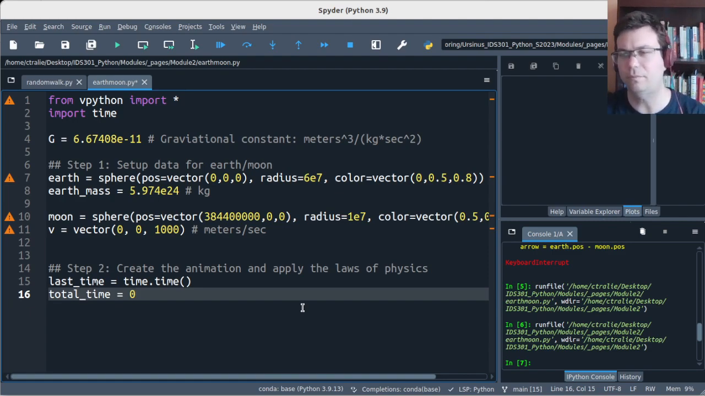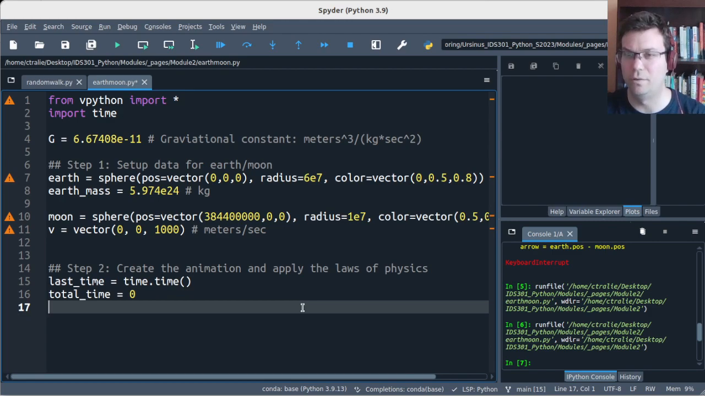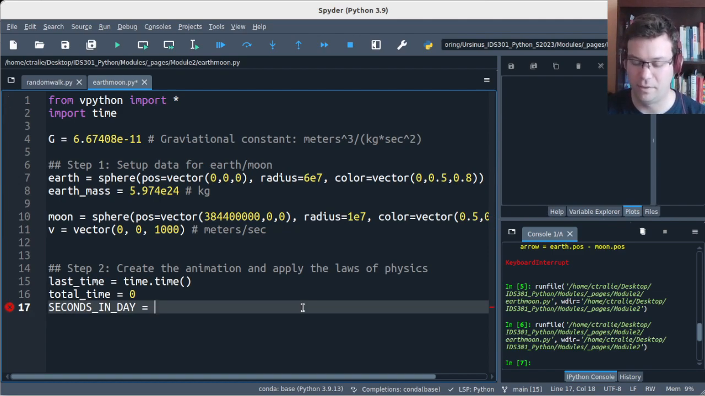There's actually one more thing I want to do. If I were to do this simulation real time using all these constants, we would be waiting a month for the moon to go around the Earth once. So let's not do that. Instead, what I'll do is I'll speed it up a little bit. So let me define a variable called seconds a day, and I'll say, okay, let's say there's 24 hours in a day, 60 minutes for every hour, and then 60 seconds for every minute. So that's how many seconds there are in a day.